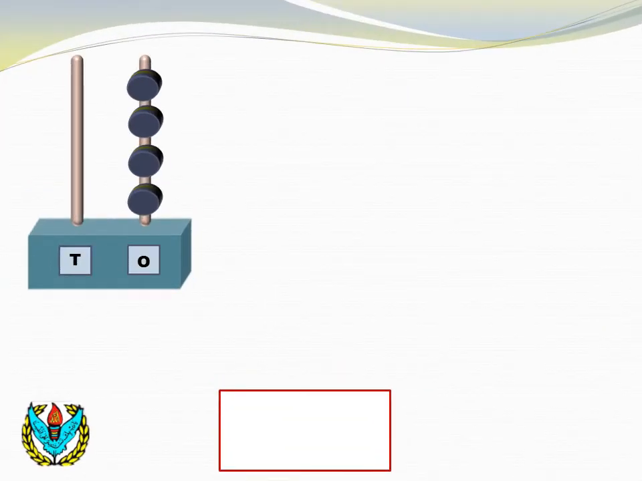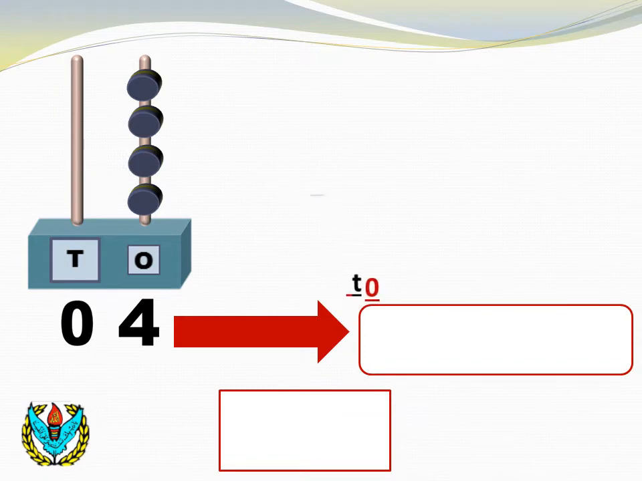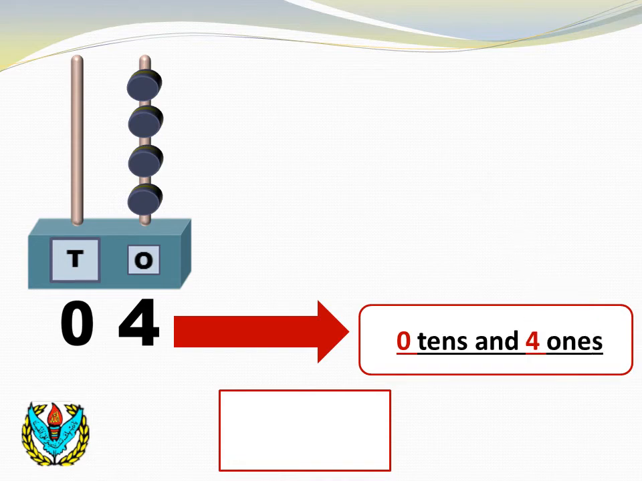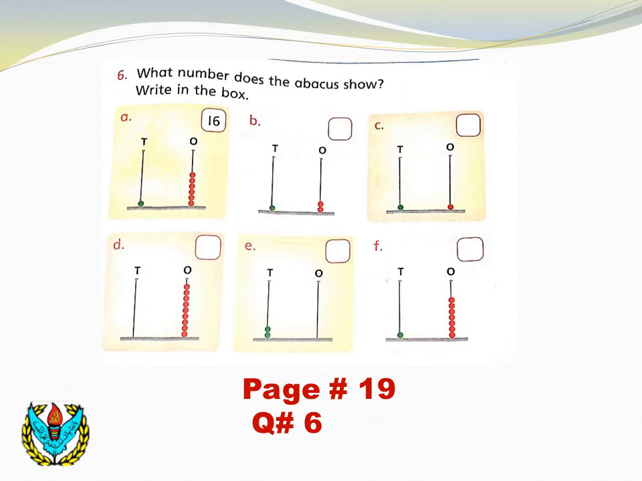वन मोर एग्जाम्पल. ये आपके पास एक अबैकस है. इसमें आप देख रहे हैं कि 2 रॉड्स हैं और टेंस रॉड में कोई बीट नहीं है. इट मीन्स कि 0 टेंस हैं और वंस रॉड में 4 बीट्स नज़र आ रही हैं. तो हमारे पास कितने वंस हुए? 4 वंस. Zero tens and 4 ones and it makes the number 4. Question number 6 on page number 19 is your relevant question regarding this topic.